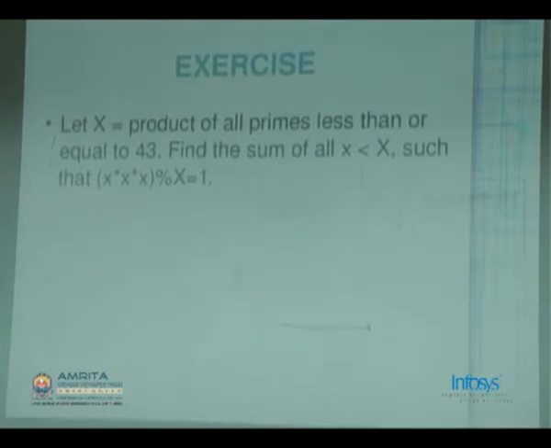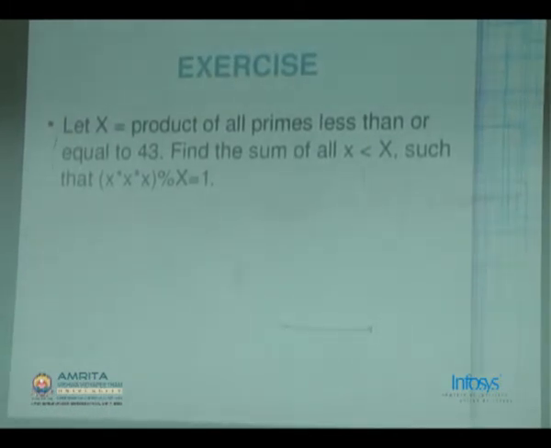Okay, now again, before moving to the next concept, one more problem. Let us assume that there is a number X which is the product of all primes less than or equal to 43. That is 2 into 3 into 5 into 7 and so on. Find the sum of all x such that x cube mod capital X is 1. And yeah, by the way, the product is very high. Don't expect that you'll run a loop from 1 to X and then you check for every x.